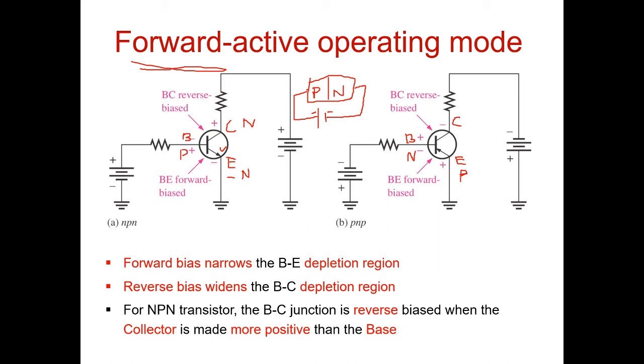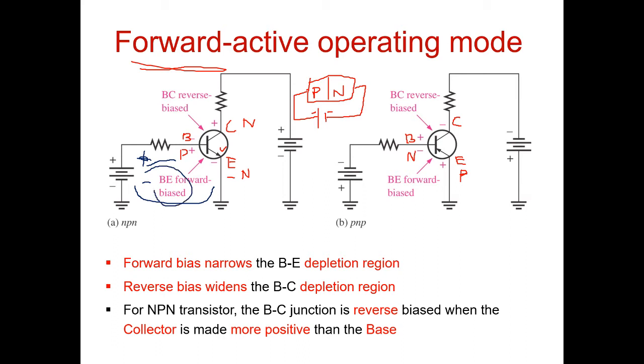So here, if you see your BE junction, the P is connected to the positive terminal, right? This is positive. And the N-type over here at the emitter is connected to the negative terminal of the battery. So this one creates a forward bias.